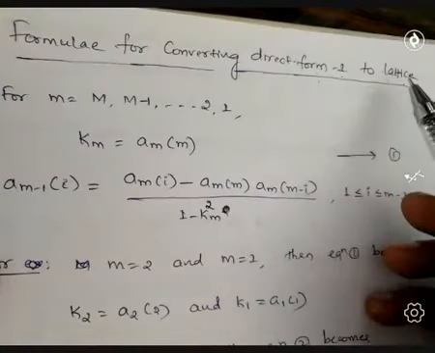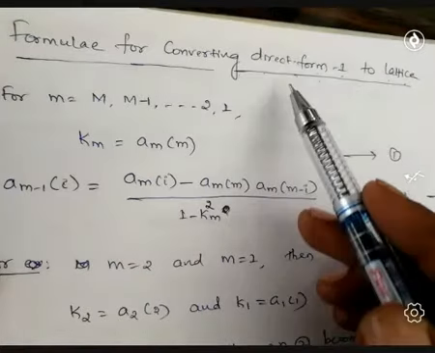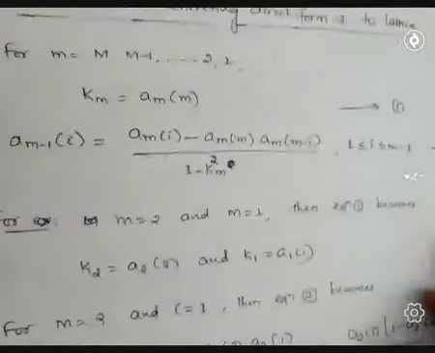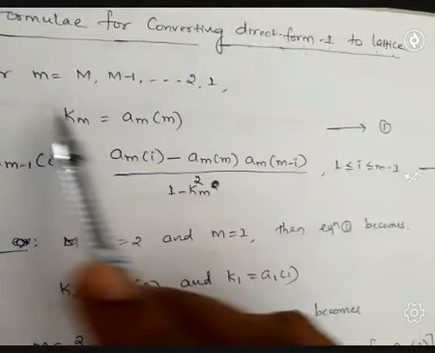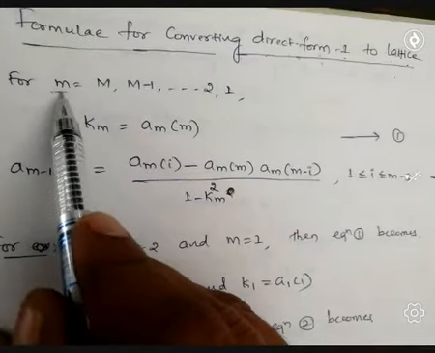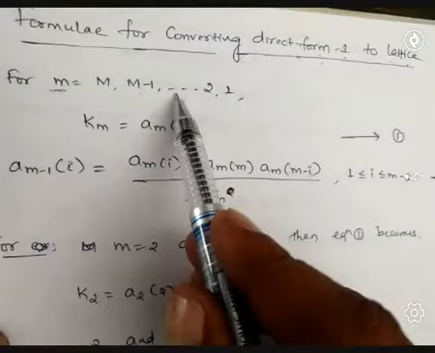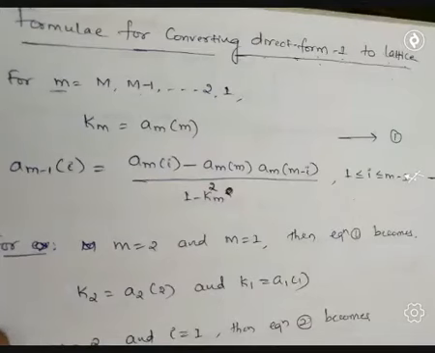So in the examination, he may give the direct form realization diagram, or he may give the coefficients of the functions. This is the procedure for converting direct form to lattice structure. Here, M indicates what? M stands for the order of the filter. It varies from M, M minus 1, M minus 2, M minus 3, up to where? Up to 1. The order of the filter is from capital M to 1.